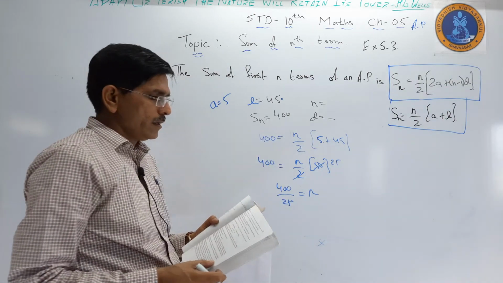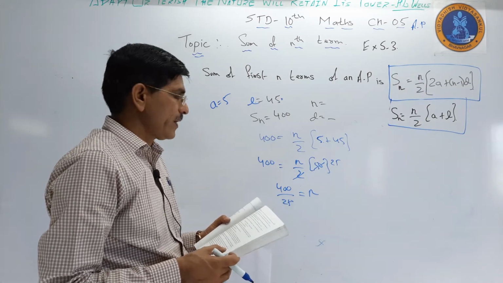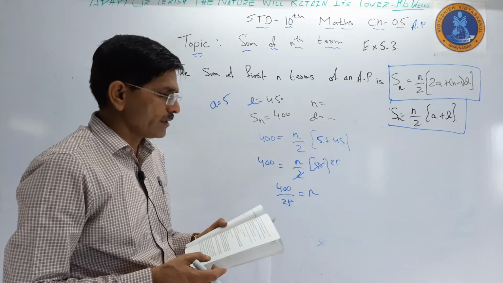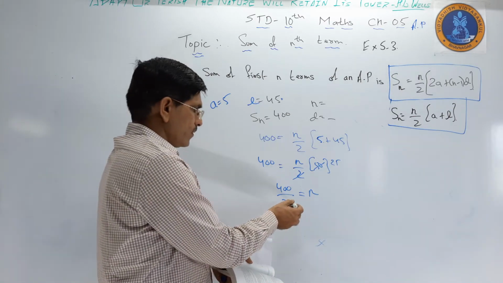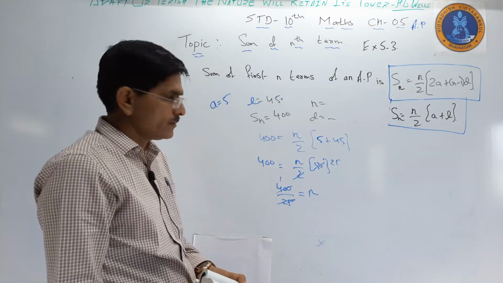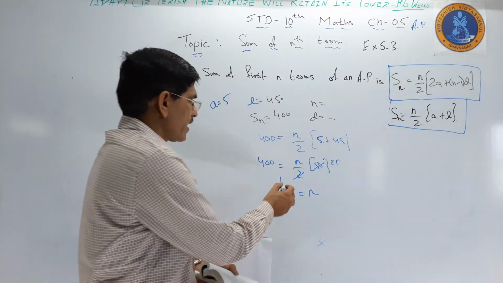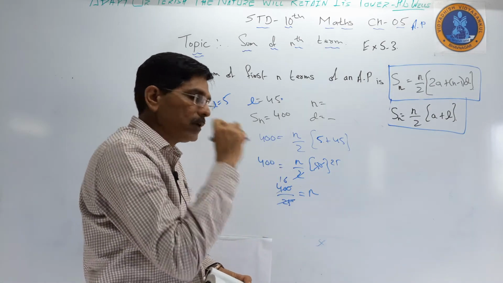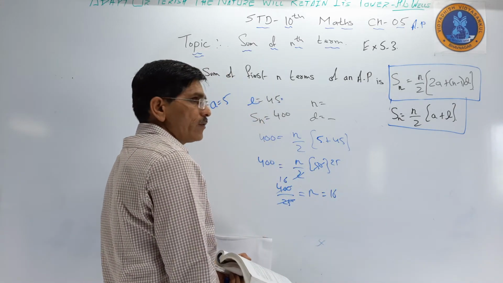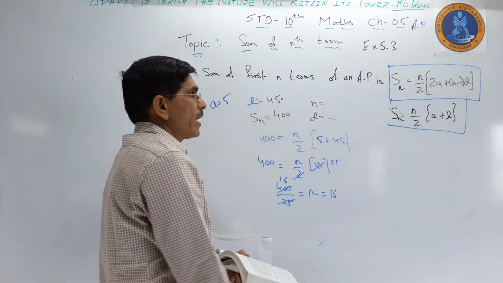Again, the first term of AP is 5, last term is 45, Sn is 400, d we have to find out, and n. If I cut it, 25 ones are 25, 40 minus 25, that is 15. So, 150, 25 6s are 150. So, n is equal to 16. Now, what do I have to find out? d. How can we find d?